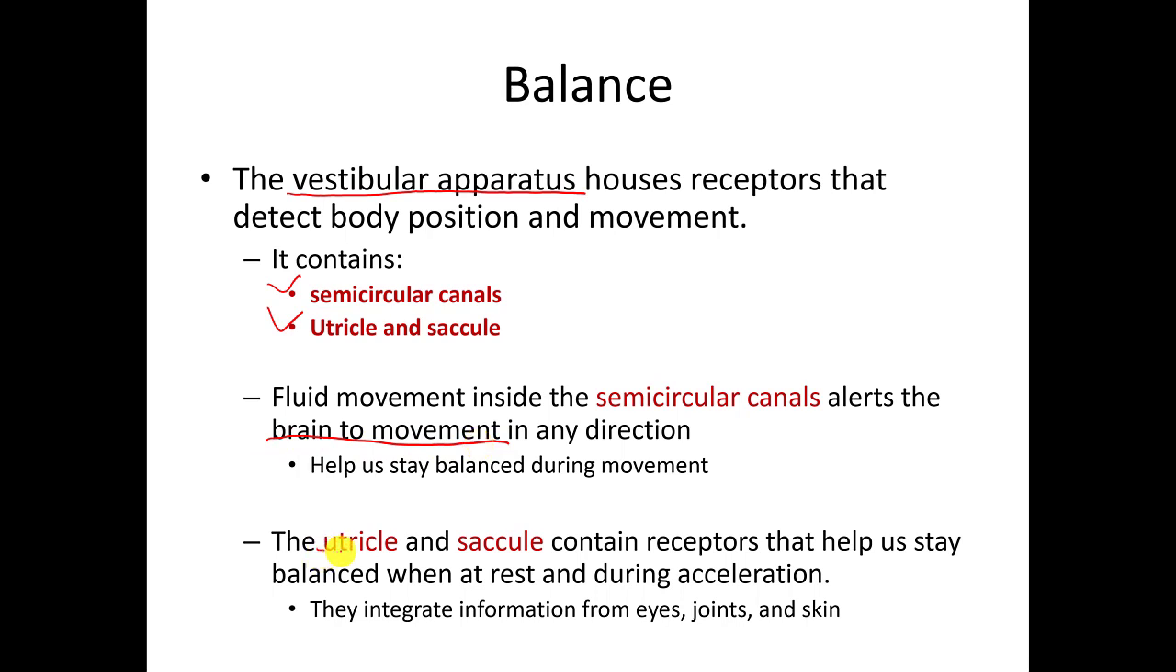The utricle and the saccule, so remember these are in the vestibule, these also help us stay balanced. They help us stay balanced during rest and during acceleration. Now the utricle and saccule are actually pulling information from our eyes, our joints, and our skin to help with balance. So believe it or not, all of these help your body understand its position and whether or not it's moving. So a great example of this is if you've ever been out on a boat in the middle of the ocean and you've gotten seasick.